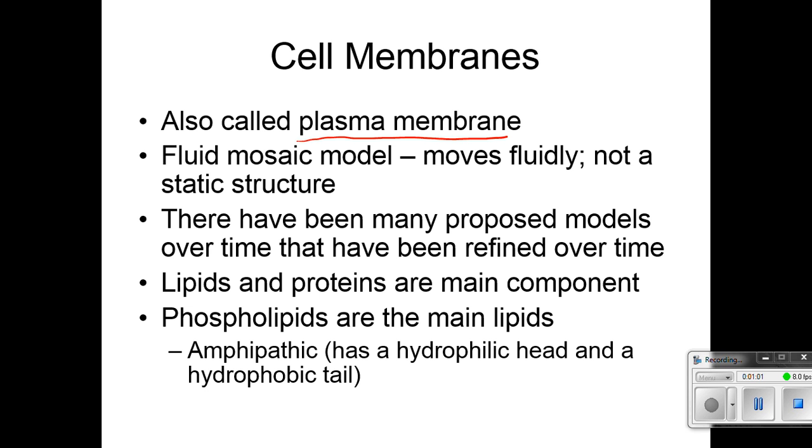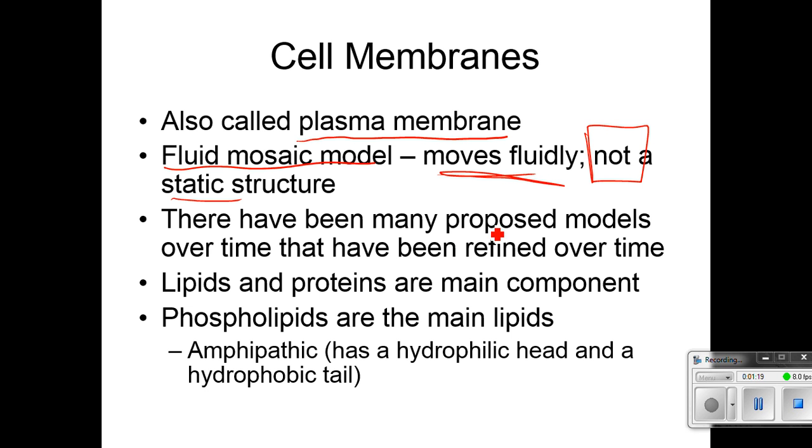The cell membrane is a fluid mosaic model. The reason it is called a fluid mosaic model is because it moves fluidly. It's not a static structure. It is not going to remain in place. It actually moves, and I have a couple of videos for you here in just a second on that.